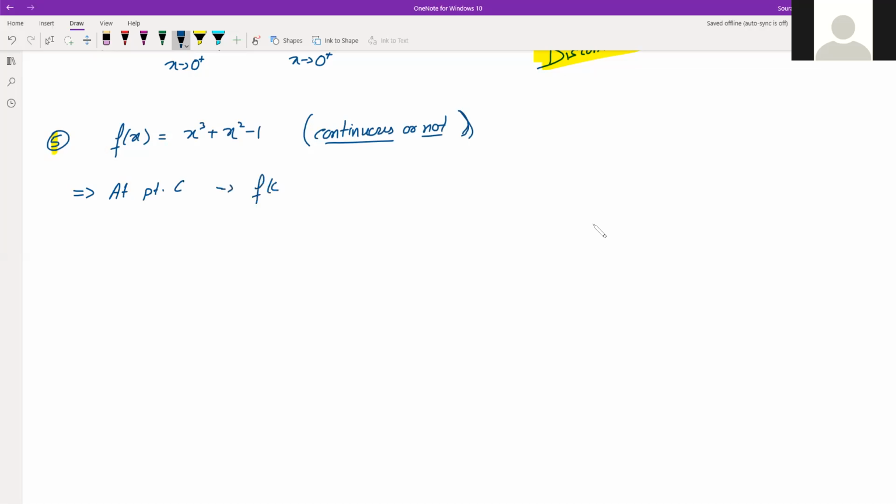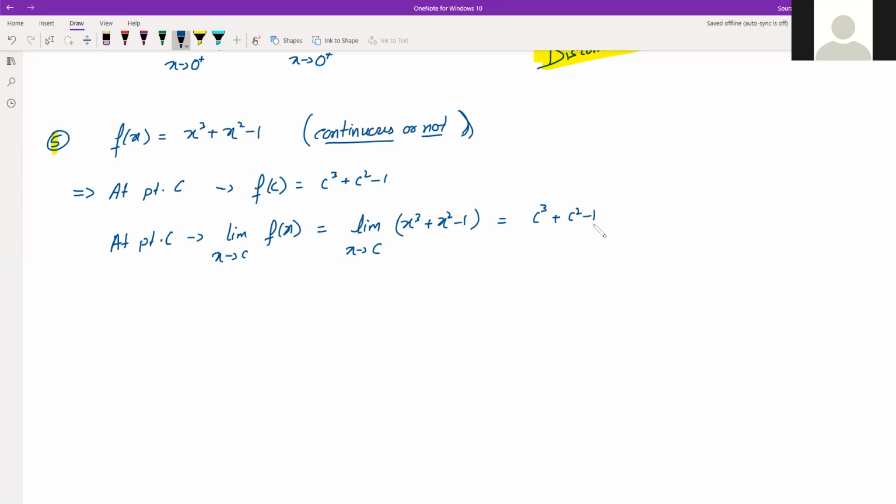f of C will be equal to C cube plus C square minus 1. And at the same point C, what will be its limit? That will be limit x tends to C f of x, that is equal to limit x tends to C of x cube plus x square minus 1. And what will that be? That will be C cube plus C square minus 1.